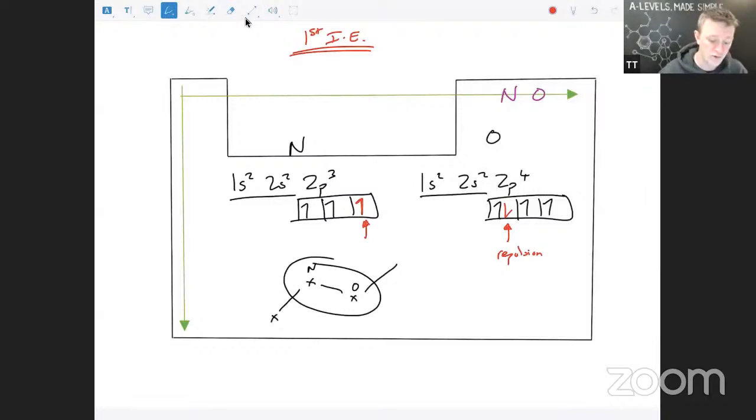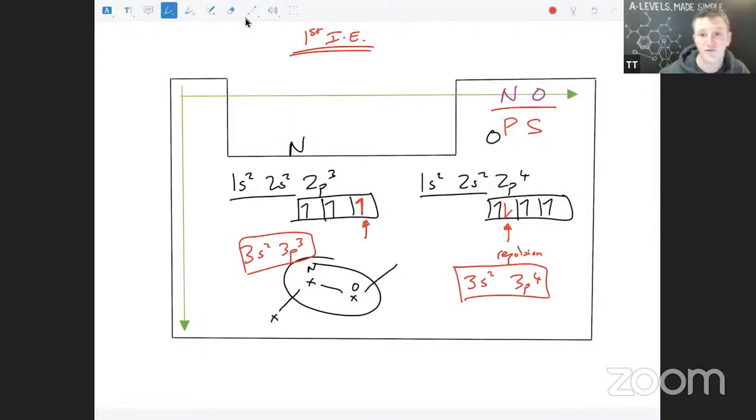And again, just like in the previous example, that explanation there, why oxygen is lower than nitrogen, why it is an exception, is the same explanation between phosphorus and sulfur, except here you're talking about the 3s2, 3p4, and 3s2, 3p3. Okay, so you're just talking about a different energy level, exactly the same reason.